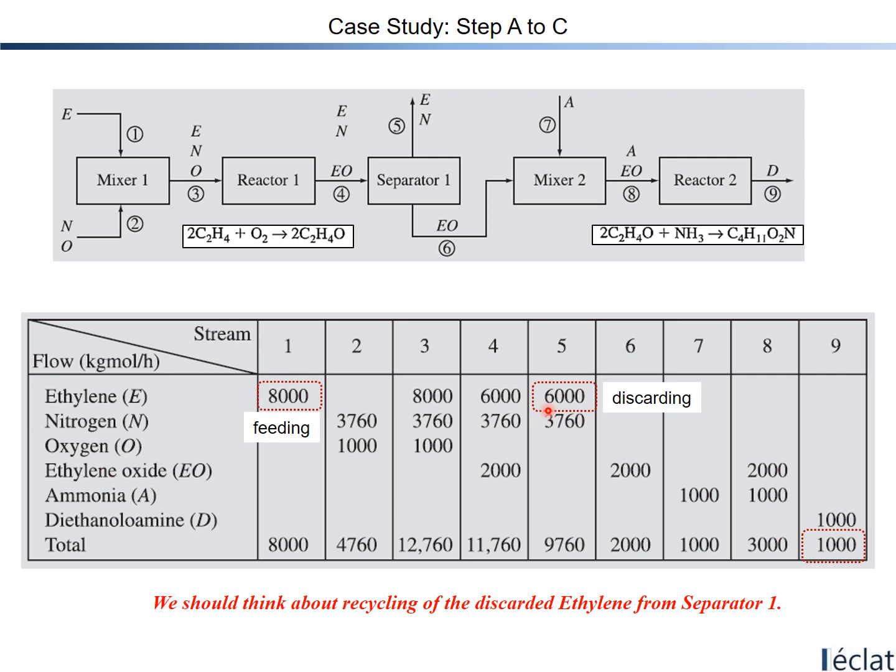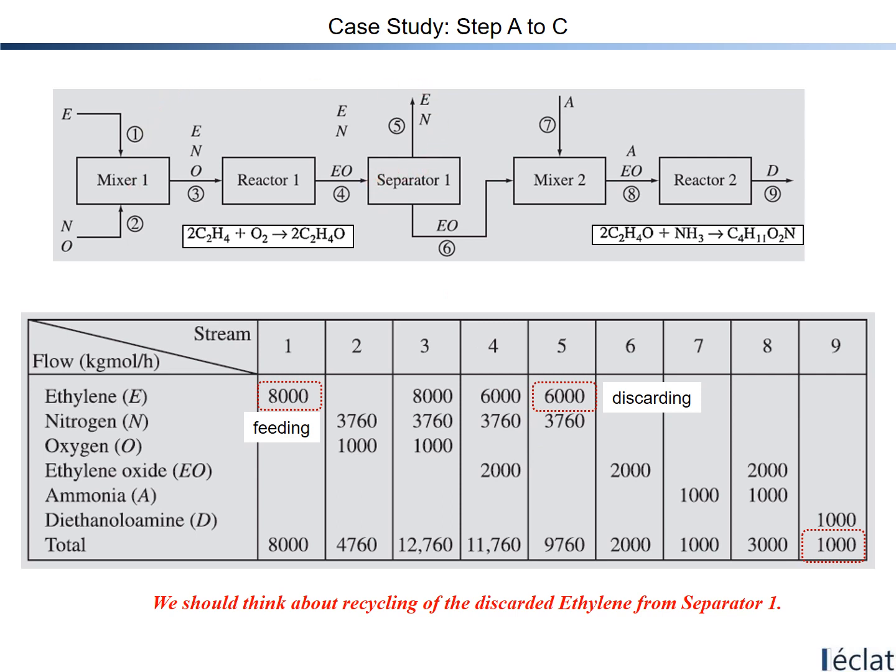How wasteful. I mean, 75% of the ethylene feed is not used for the reactions. Just 75% of the amount of ethylene is just discarded. So we'd like to save that discarded amount of ethylene. In that case, we should think about recycling the discarded ethylene from separator 1 into mixer 1.